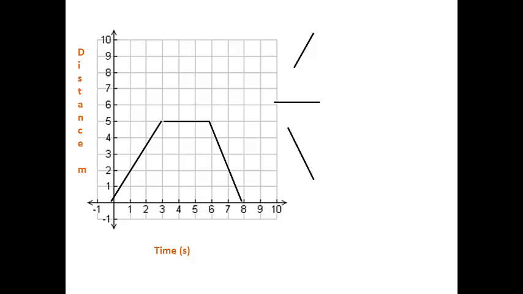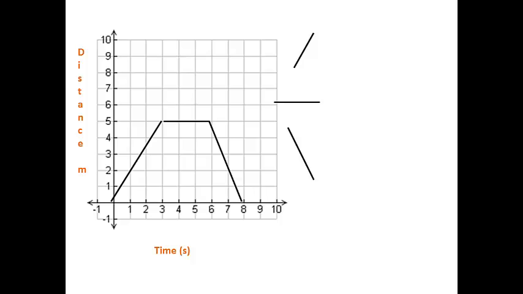Today we're going to talk about how you graph your motion. One of the very first things that you need to look at are the axes and how they are labeled. If you look at the graph in front of you, you will notice that on our x-axis we have time, and on our y-axis we have distance, which is labeled as meters.